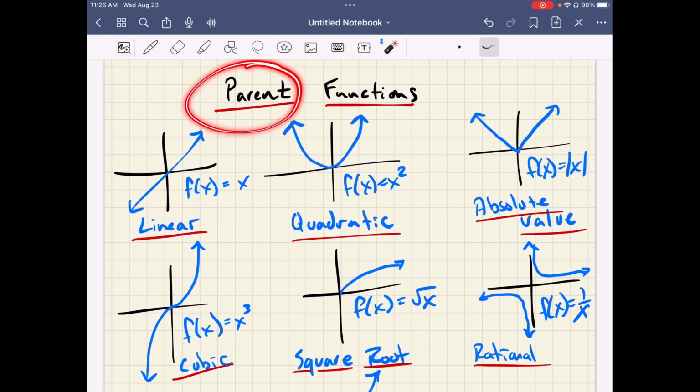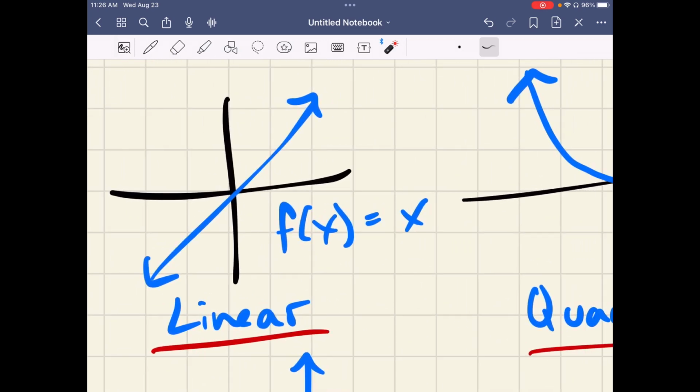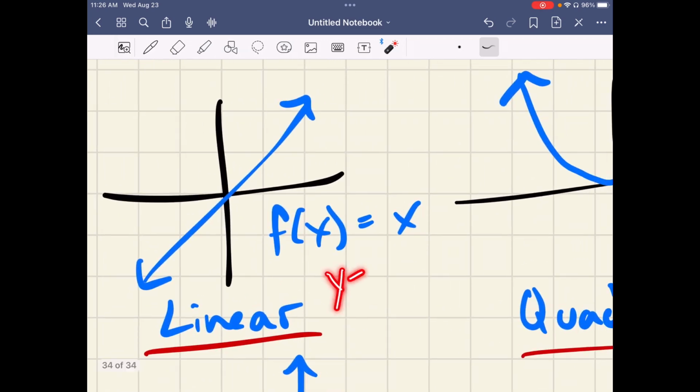Now, a parent function is the simplest form of whatever function you're looking at. For example, if I'm looking at a linear function, the simplest linear function is y equals x, and that is going to give us this line right here, right?